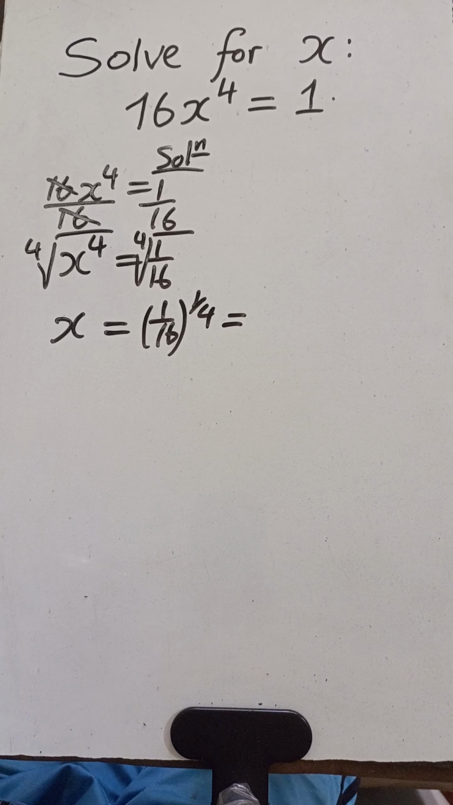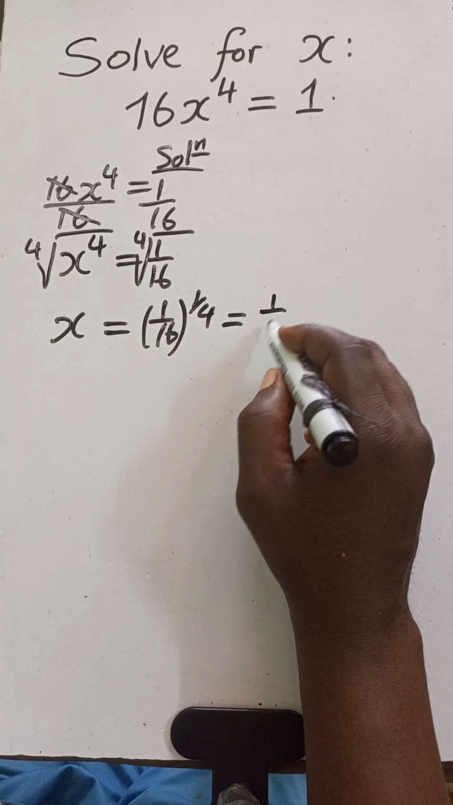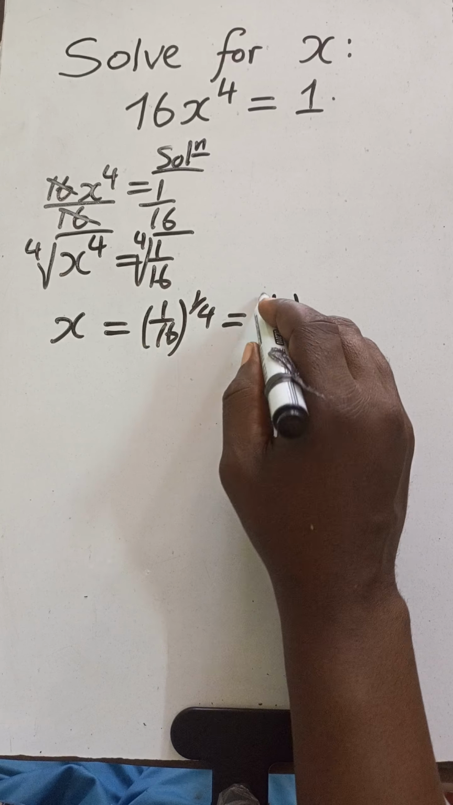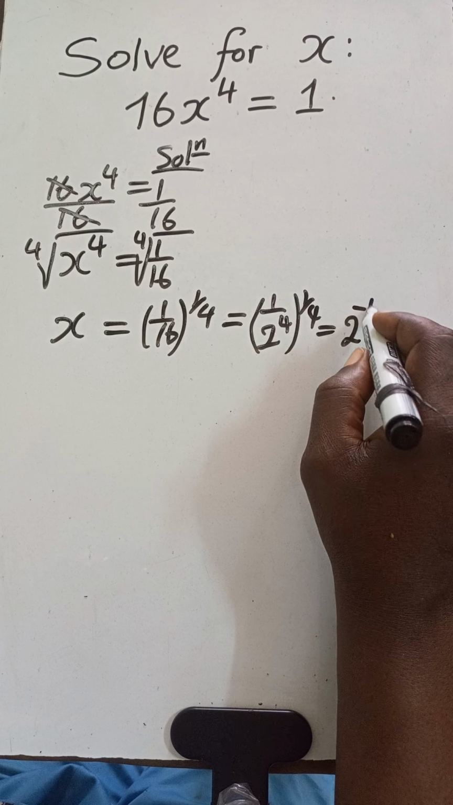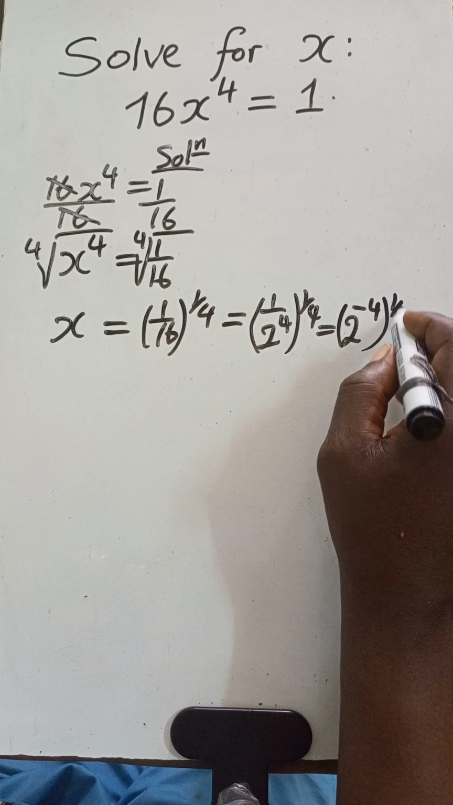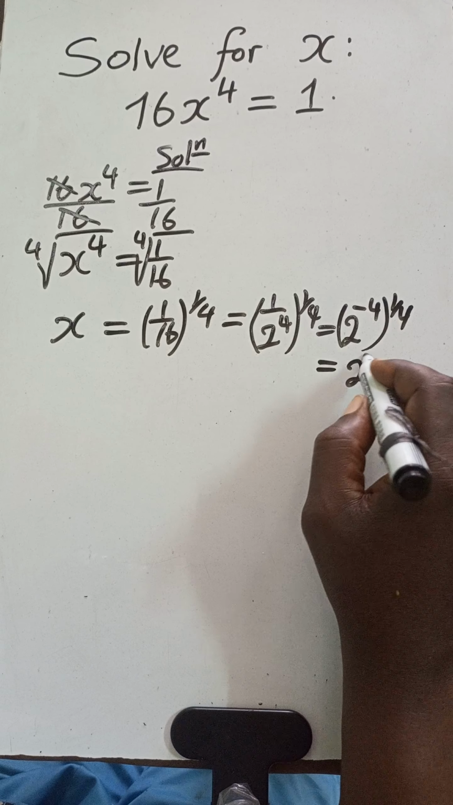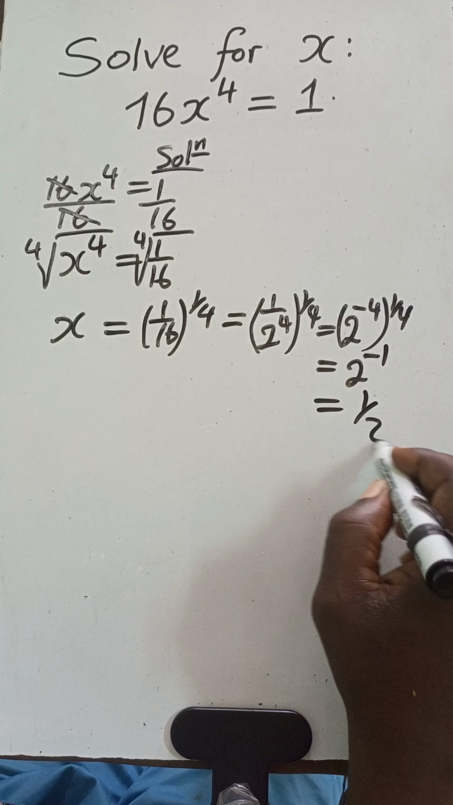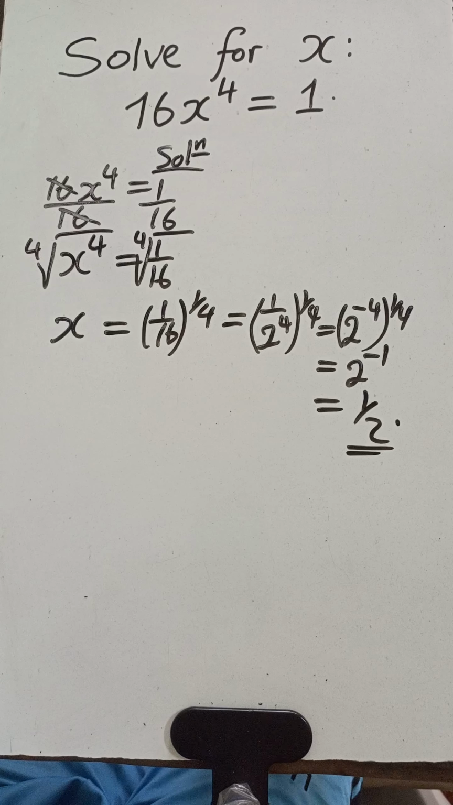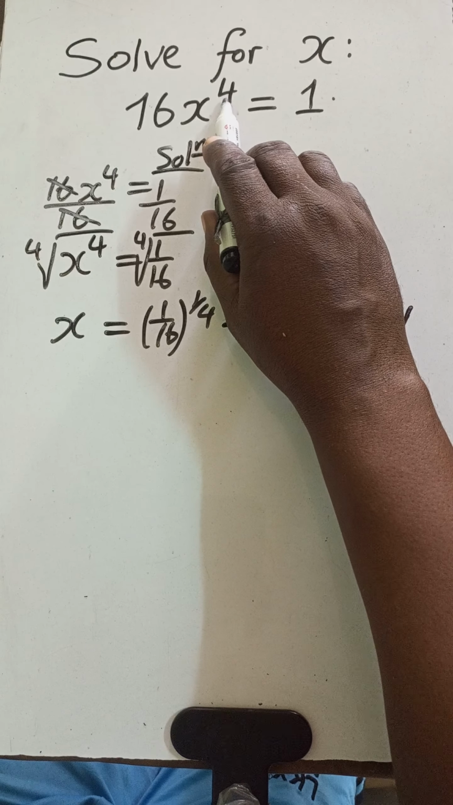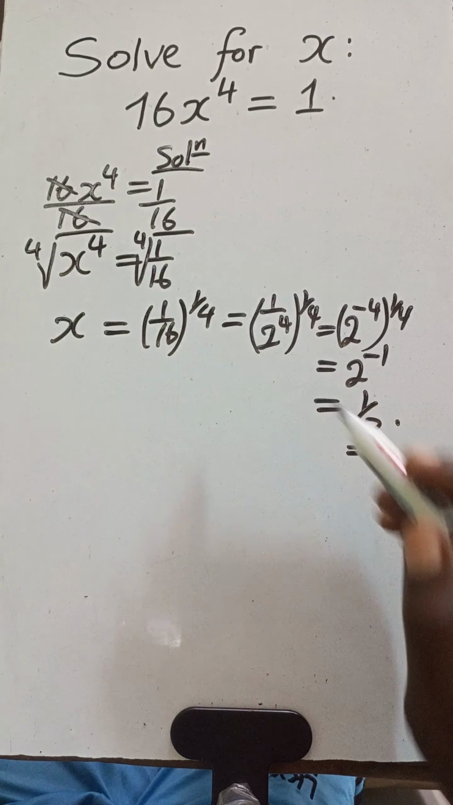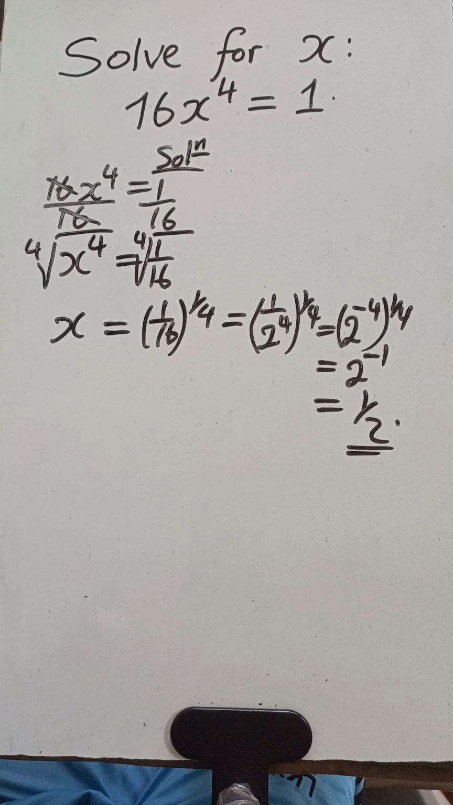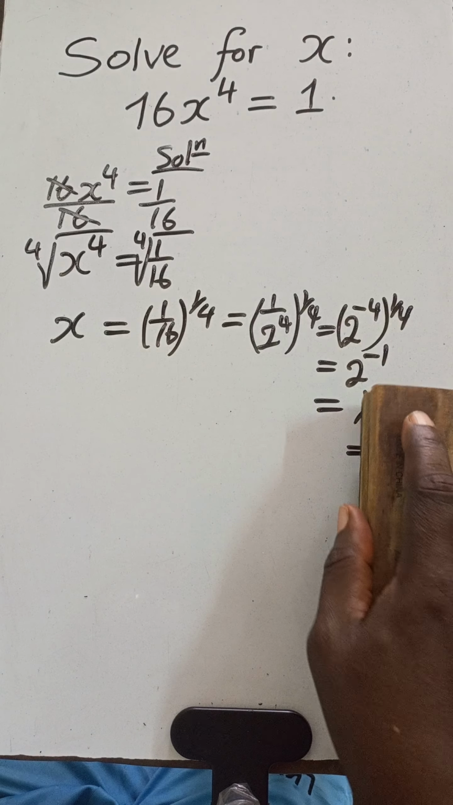But we know that 16 is 2 to the power 4. 2 to the power 4 to the 1 quarter, which is the same as 2 to the negative 4 to the 1 quarter, which is 2 to the negative 1, which is the same as a half. So you end up having just one solution. You're supposed to have 4 solutions. It's a polynomial of degree 4. All right? So we have to avoid making that mistake.